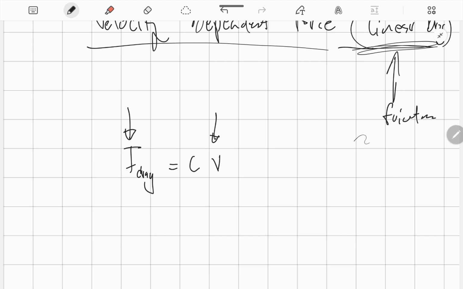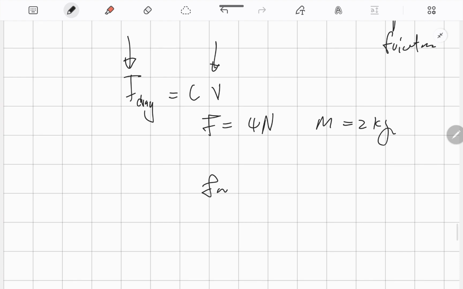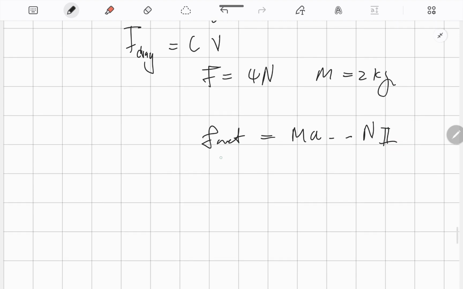Then let me say c is equal to 4, so the force is equal to 4v newtons. I'm trying to make a similar problem. The mass is still 2 kg, right? So we know that F net is equal to ma, that is our Newton's second law. So now the force is going to be 4v. Alright, 4v, right? What was the mass?